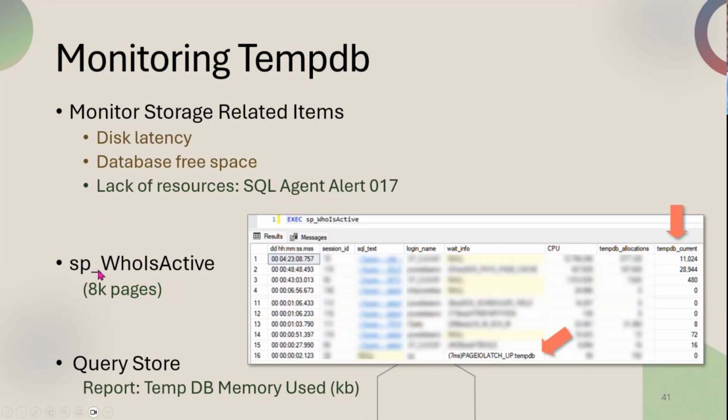To look at things happening right now, again, I like to use sp_WhoIsActive. There's a tempdb_current column here that shows you how many 8K pages are being used. So you can see your largest TempDB users. If you want to do math to figure out how many megabytes or gigabytes that is, you can do that math. Somewhere else that TempDB can show up, and I had to doctor this image to show just that, a TempDB wait can show up here as well. Query Store also has a report on TempDB usage. So that's another way that we can see how much TempDB our queries are using over time.